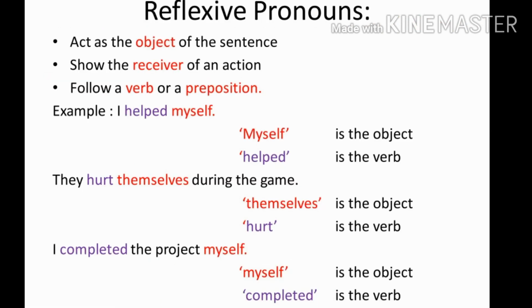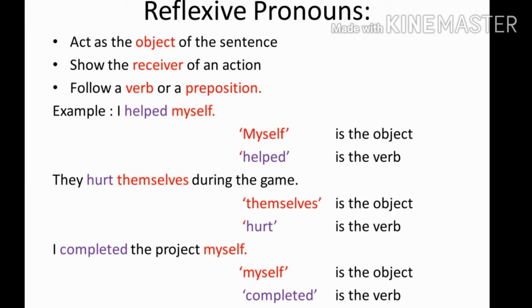Next is reflexive pronouns. Reflexive pronouns are used when the object of the verb is also the subject of the verb. Or you can say they act as the object of the sentence and show the receiver of an action. Means ki sentence mein jo receiver hoga action ka wo reflexive pronoun hoga, but it is related to the subject. Now, for example, I helped myself. So, who has helped me? Myself. I myself helped. So, here myself is the object and what is the verb? Helped.